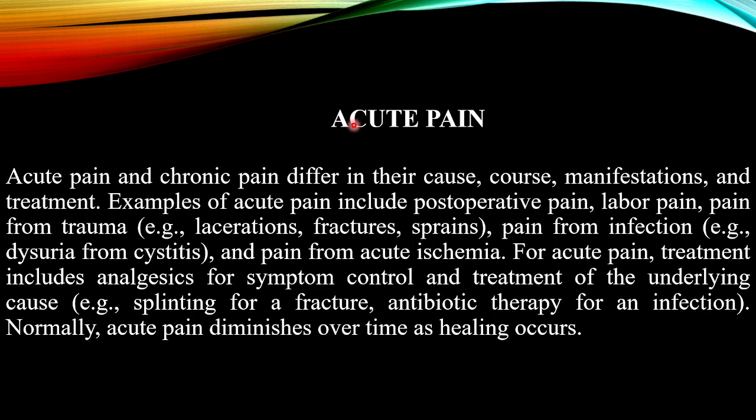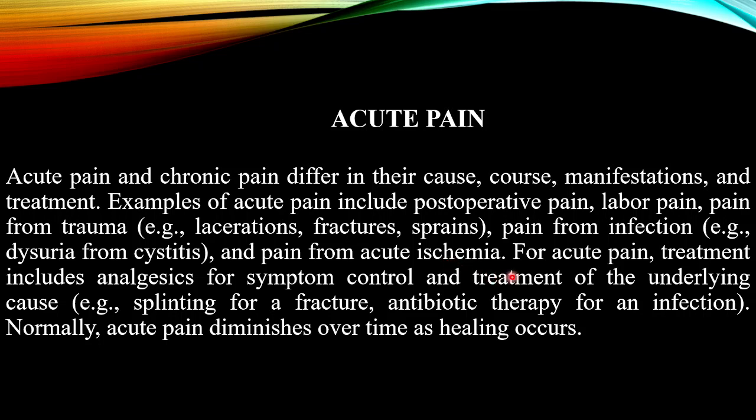Acute pain or chronic pain. Acute pain and chronic pain differ in their cause, course, manifestation and treatment. Examples of acute pain include post-operative pain, labor pain, pain from trauma, that is laceration, fracture, sprains, pain from infection, cystitis, pain from acute ischemia. For acute pain, treatment includes analgesics for symptom control and treatment of the underlying cause.